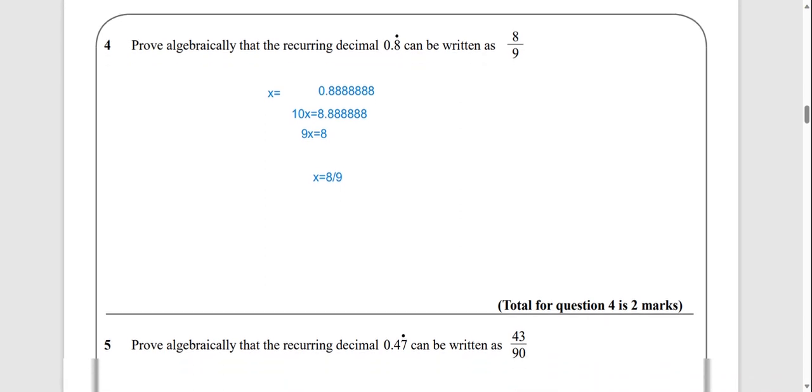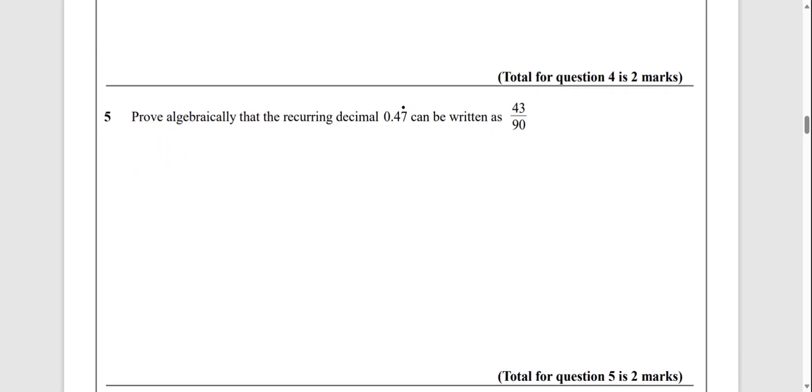But what about when I get a more complex question like this one here? Prove algebraically that the recurring decimal 0.47 can be written as 43 over 90. Now you'll notice it's only the 7 on this that's recurring. So again, I'm going to let x be equal to 0.47 recurring, but I'm just going to write out that recurring bit because that really helps me to visualize what I'm clearing here. So if I was to times this by 10, I would have 10x is equal to 4.7777. 4.777. Okay.